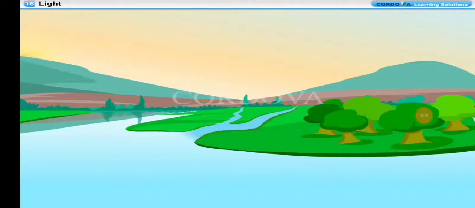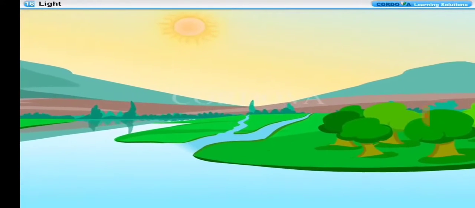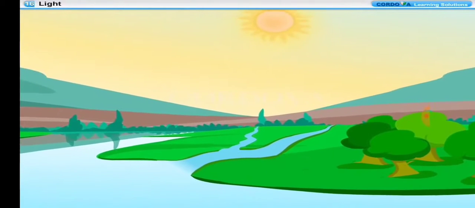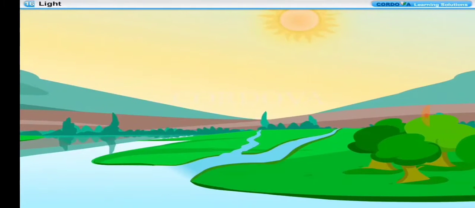Light. Light is a form of energy. It enables us to see the world around us. In the absence of light, we are unable to see anything. Let us understand how light enables us to see things around us.